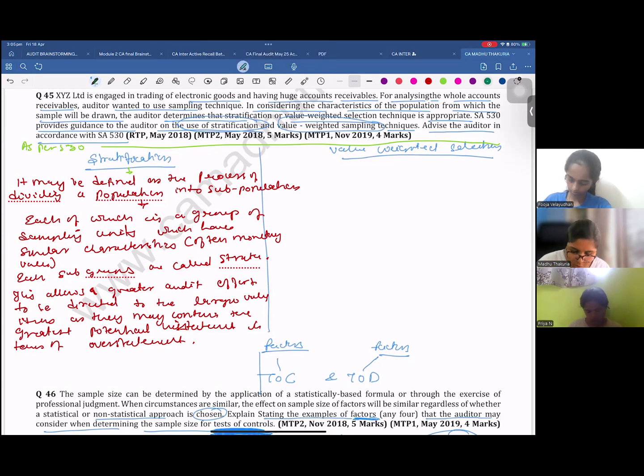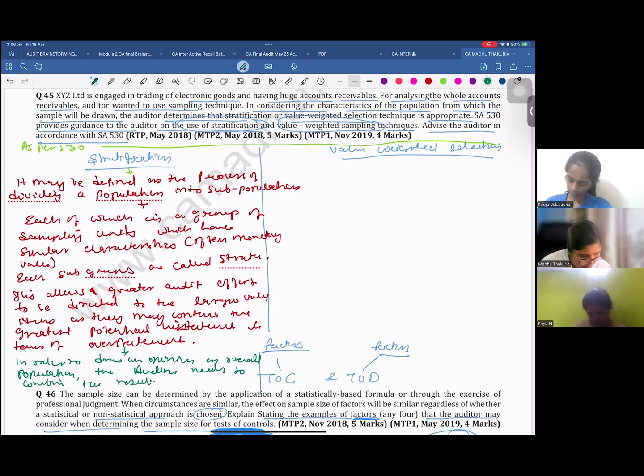Now, how do you conclude on the overall population? In order to draw an opinion on the overall population, the auditor needs to combine the results of all strata to check possible deviation or risk of material misstatement.